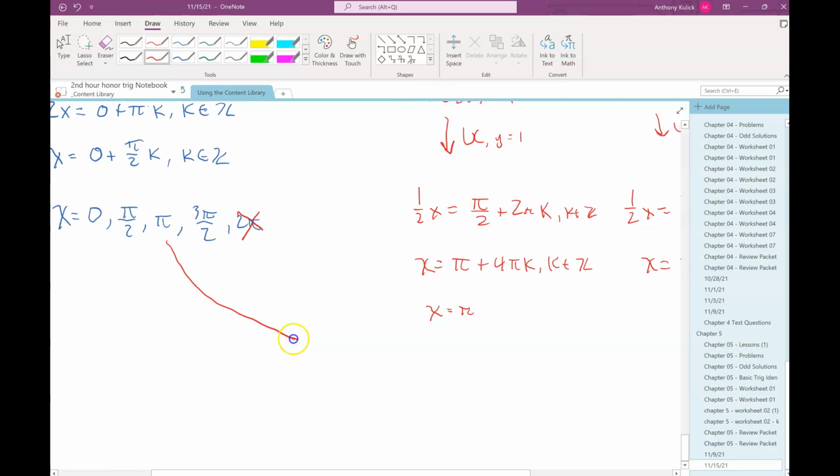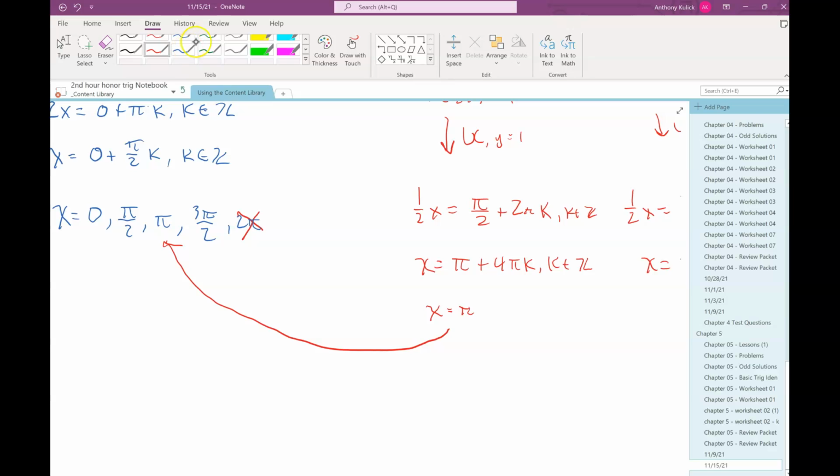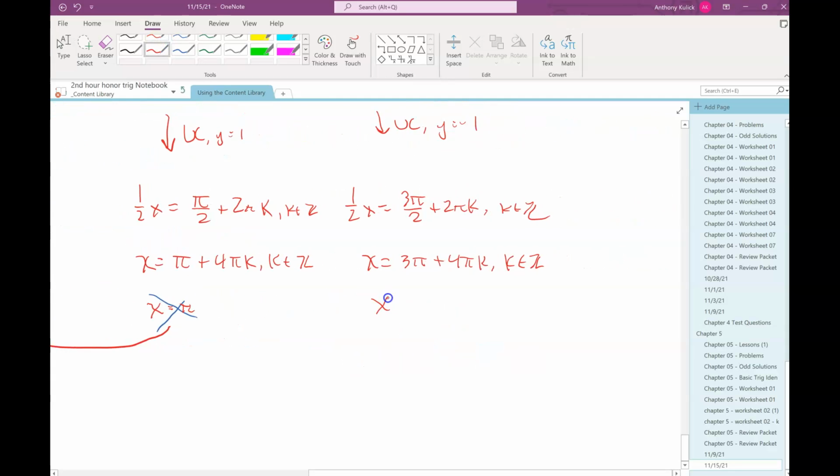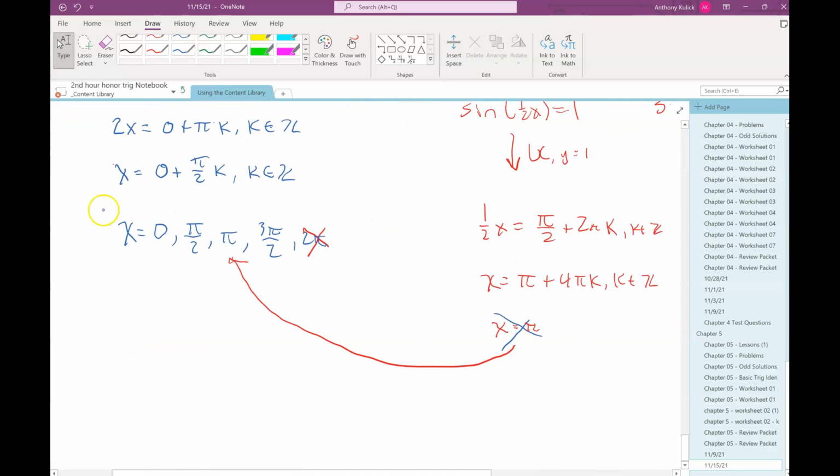But notice that it's actually already on that list. So I'm just going to discard it altogether, because I don't need to write it more than once. Everybody's okay there? Similarly, here, my base solution is 3 pi. That's too big altogether. So there's nothing from that list either. So my only solutions are these guys right here.